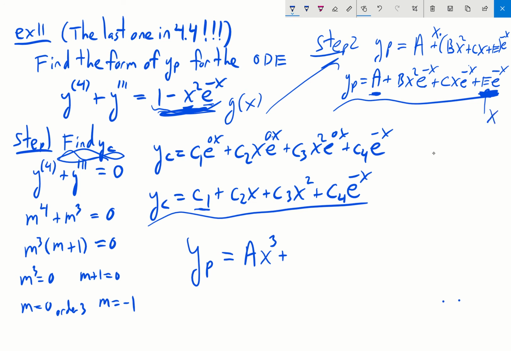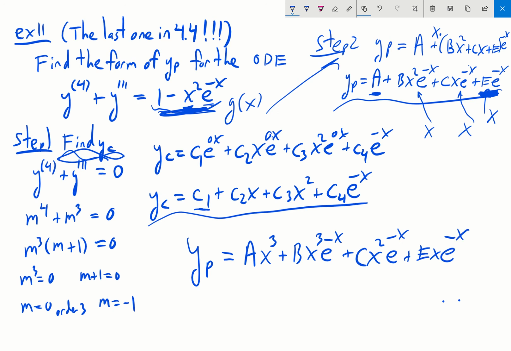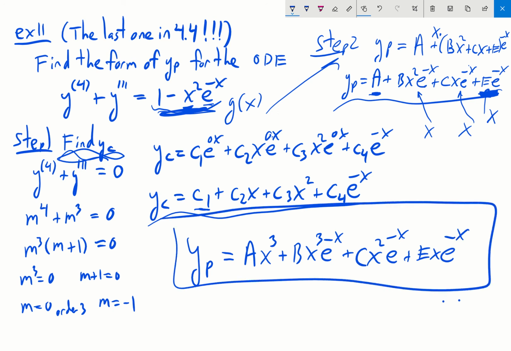Now the issue then becomes that this new piece multiplied by x will have some overlap with this piece, which means that that thing would also need to get multiplied by x, and then this thing would have some overlap now with this piece, which means that this too would need to get multiplied by a power of x in order to be linearly independent. So what we're going to end up getting is b, this now gets bumped up to x cubed e to the negative x, plus cx squared e to the negative x, plus ex e to the negative x, and this would be our form of the particular solution for this fourth order linear ODE.